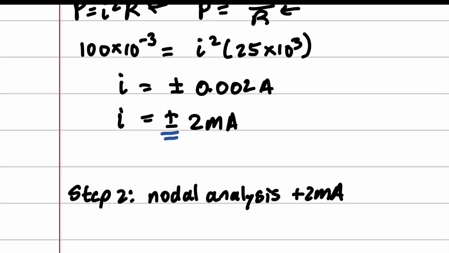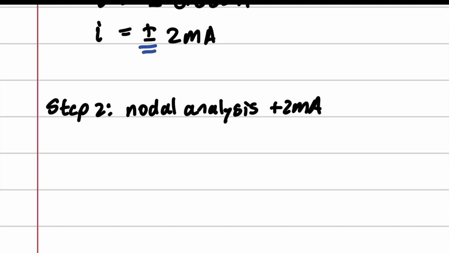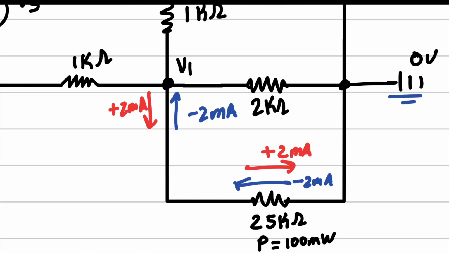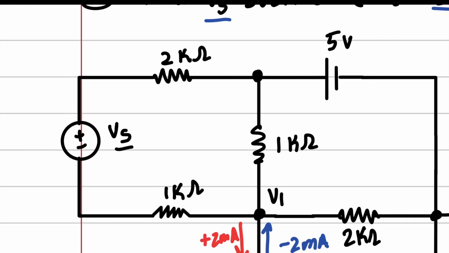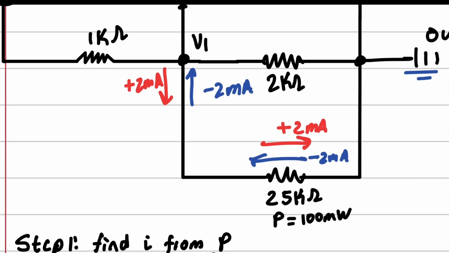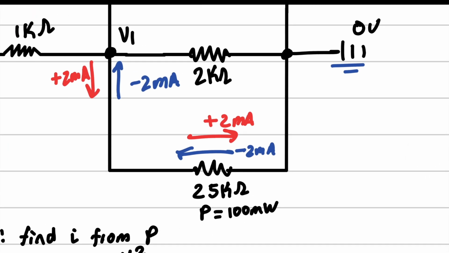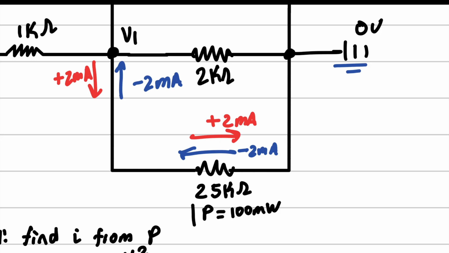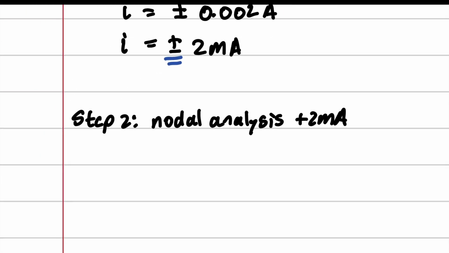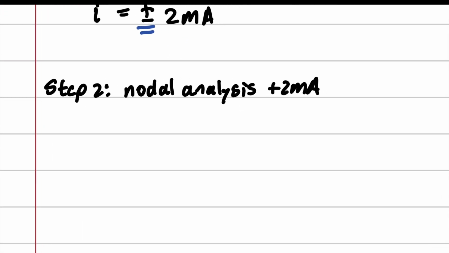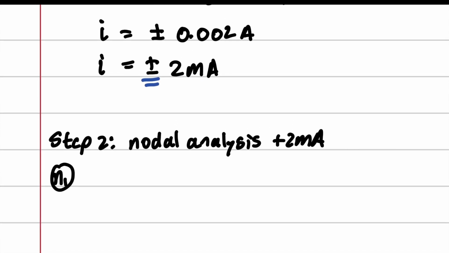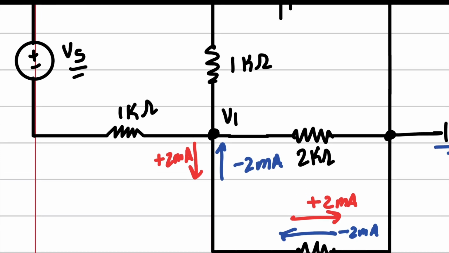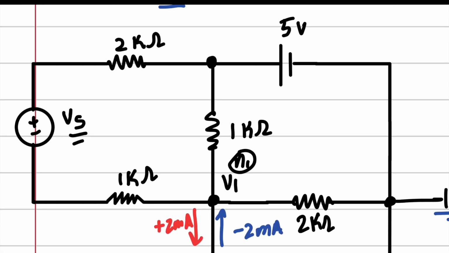Okay, so this also means we're going to have two possible answers for Vs, because we have two possible directions, because it didn't give us explicitly if it was a positive power or a negative power. So we have two possibilities. So let's go ahead and build our nodal equations. So node 1 is going to be at voltage 1 right here, and node 2 is going to be right here.